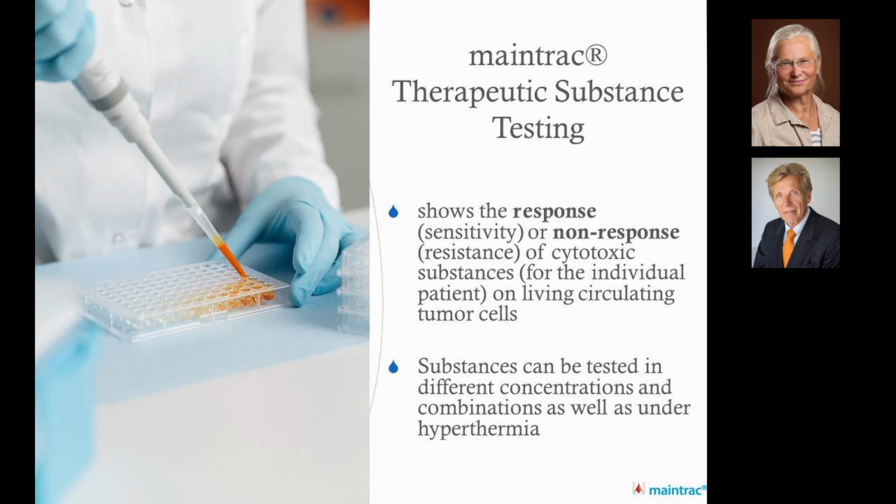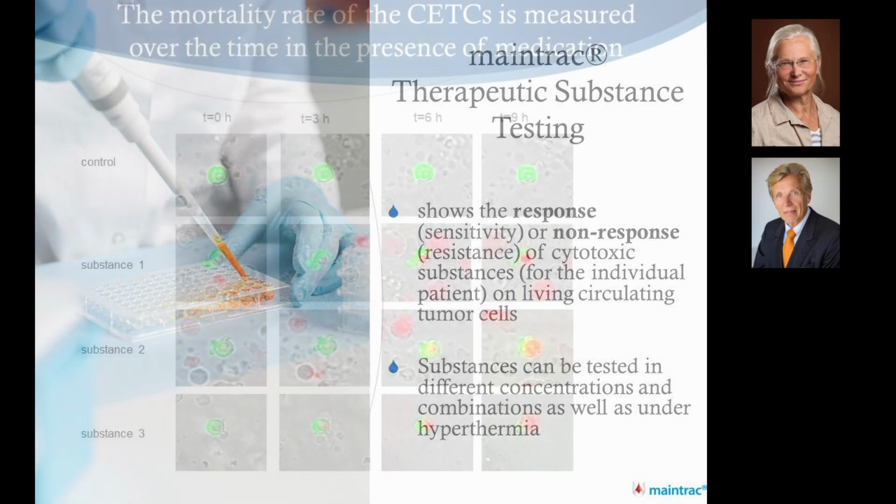And then we can show whether these cells are killed, respond or not respond to these substances. They need to be cytotoxic, not only cytostatic, because we can only test for toxic substances. We can test different concentrations of the substances, and we can also test combinations, and we can also test hypothermia with or without the respective substances.